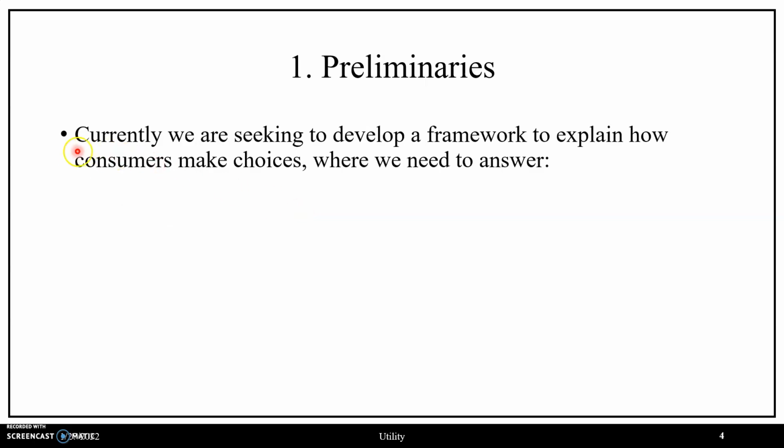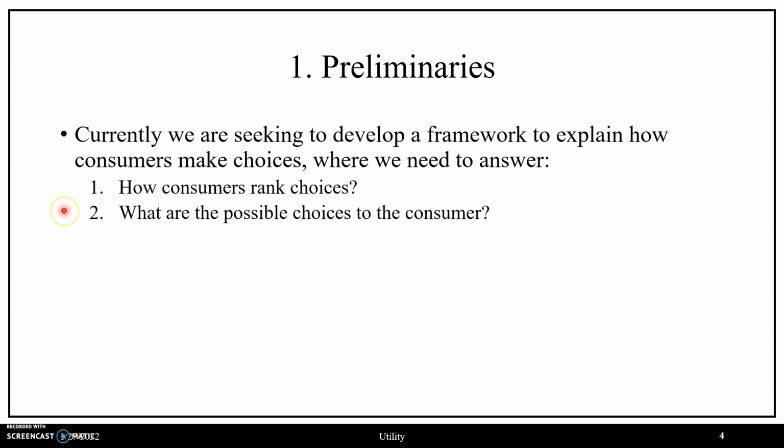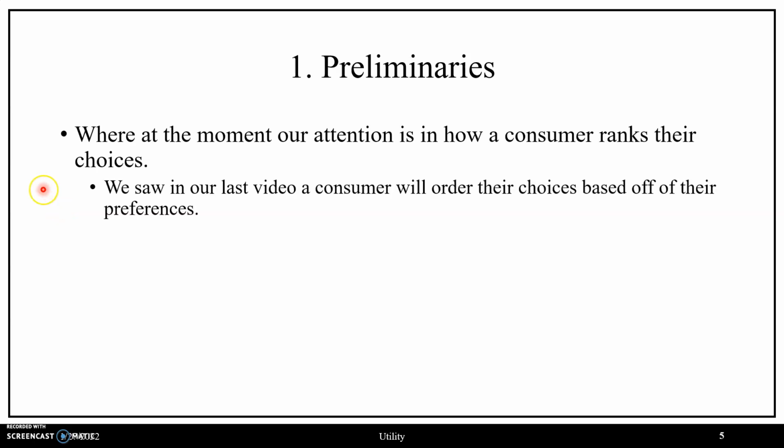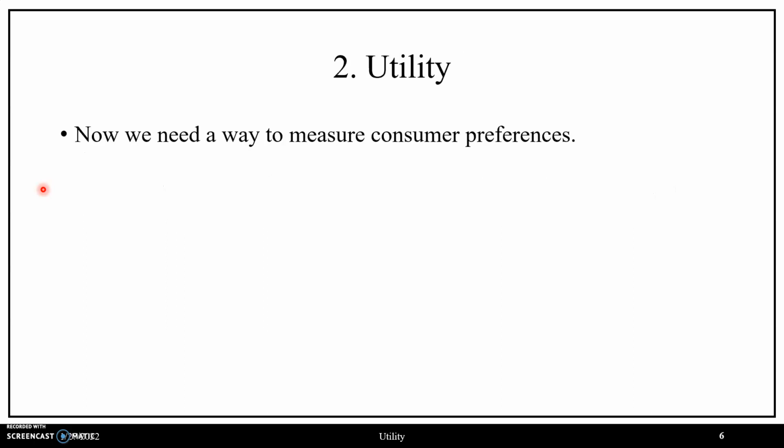Beginning with our preliminaries, currently we are seeking to develop a framework to explain how consumers make choices, where we will need to answer how consumers rank choices as well as what are the possible choices available to our consumers. At the moment our attention is on how a consumer ranks their choices, where we saw in our last video a consumer will order their choices based off of their preferences. So now we need a way to measure these consumer preferences.